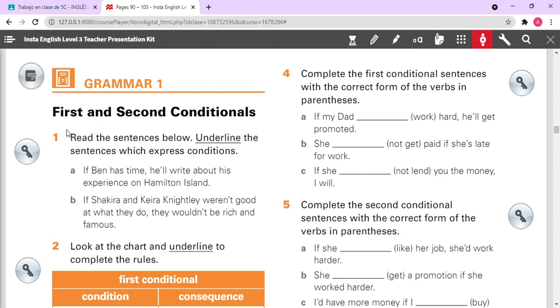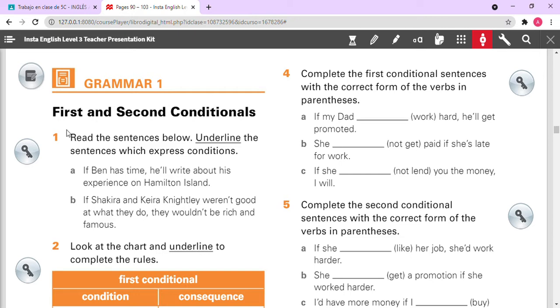For example, if I won the Tinka, remember the Tinka, 6,000 million dollars for a prize, if I won the Tinka, I would be a millionaire. But what's the problem? I didn't win the Tinka, so I'm not a millionaire. So it's an imagination. Well, this has been my introduction to the first and second conditional.